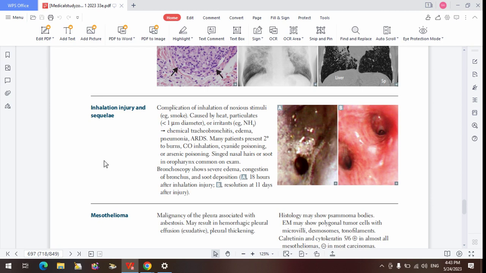Yeah. So, inhalational injury and sequelae. Inhalational injury is injury that someone sustains following inhalation of a toxic agent like smoke, noxious stimuli like smoke. And you know that smoke contains so many things.